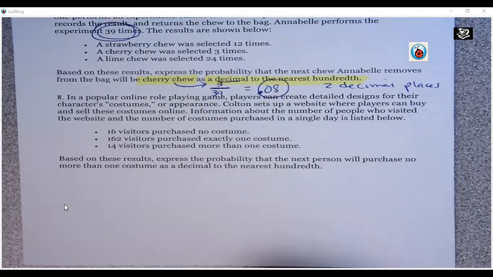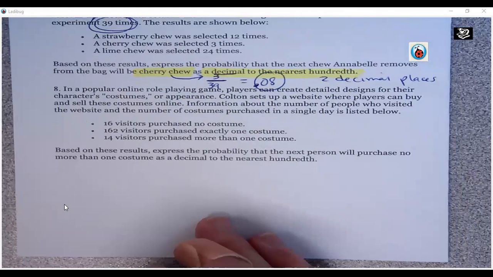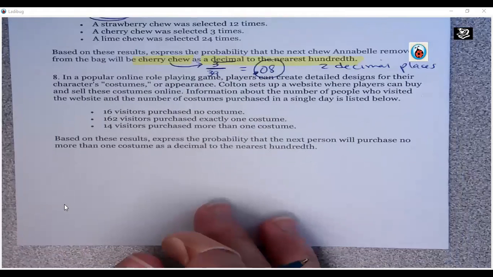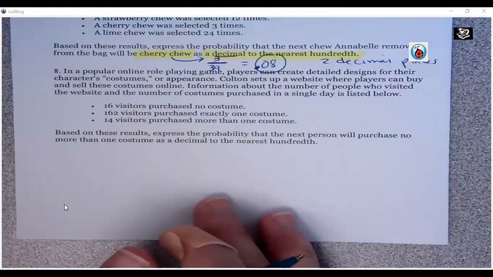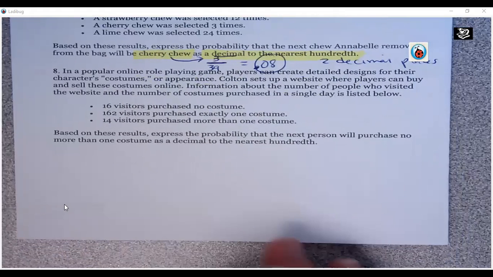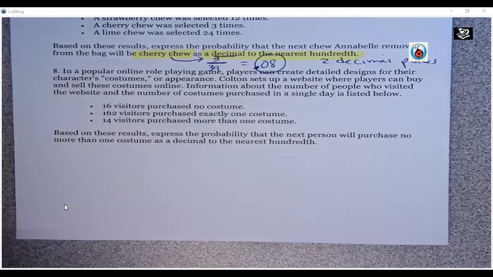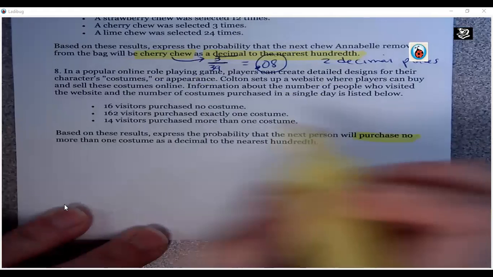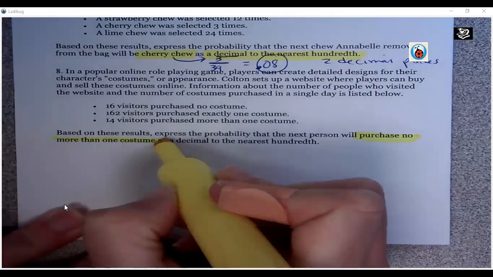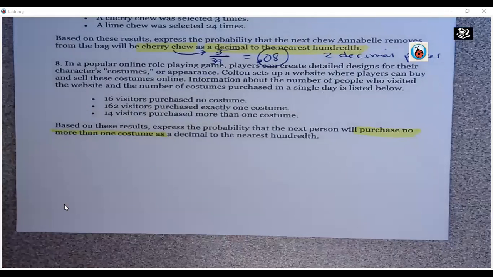In a popular online role-playing game, players can create detailed designs for their characters' costumes or appearance. Colton sets up a website. Information about the number of people who visited the website is listed below. Based on these results, express the probability that the next person will purchase no more than 1 costume as a decimal to the nearest 100th. They will purchase no more than 1 costume. Okay, who falls into that category?